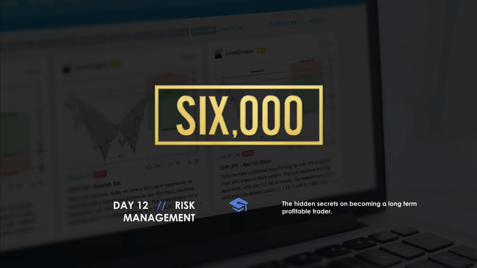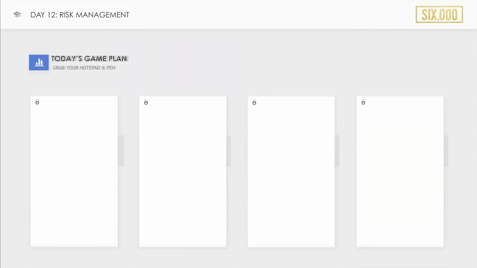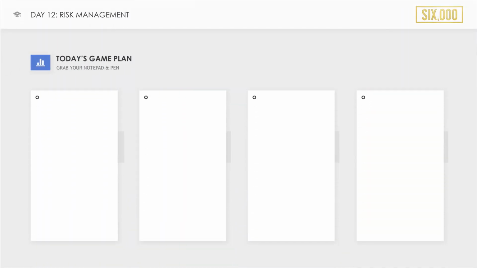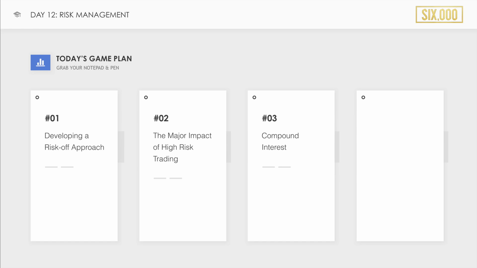We are back. Today is day 12, risk management, and we will be learning the hidden secrets on becoming a long-term profitable trader. Today is all about protecting and preserving your capital and long-term prosperity. Now in today's module, it's a 4-topic module just like previously. We will be going over developing a risk-off approach, followed by the major impact of high-risk trading, then compound interest, and today we'll finish off with risk to reward ratio.